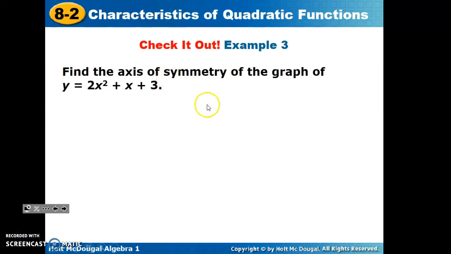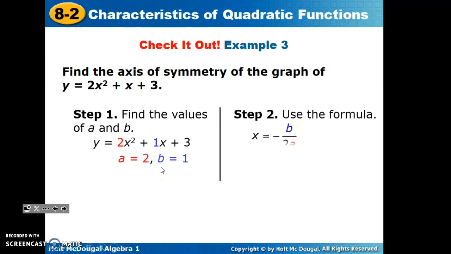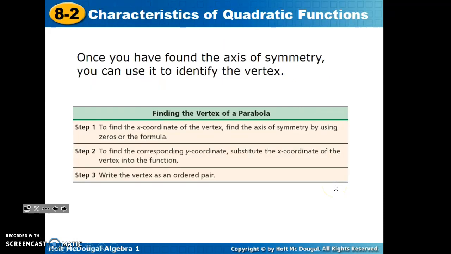So I hope you gave yourself plenty of time to do that. Again, we're going to identify the values a and b. In this equation we see a is 2, b is 1. Remember, no coefficient indicates that we have a 1. We're going to substitute that into our formula, negative b over 2a. Negative 1 over 2 times 2, or negative 1/4, is our axis of symmetry.